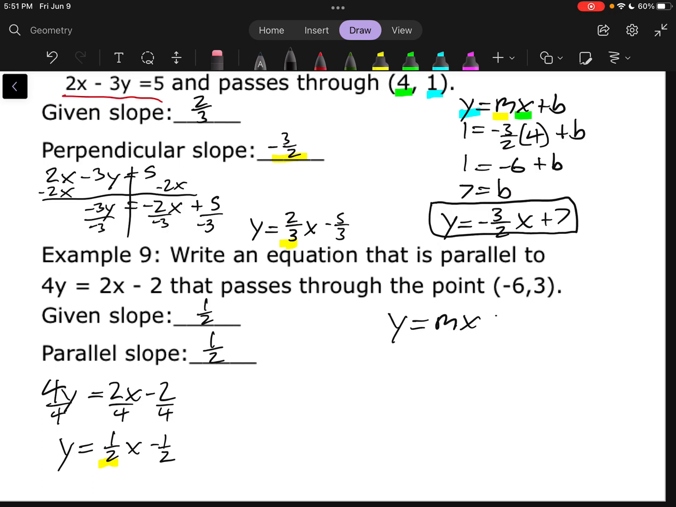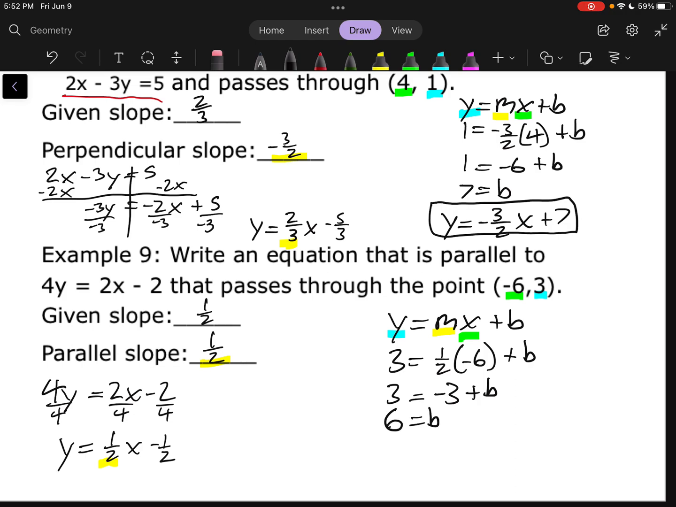So let's set up our y equals mx plus b. My parallel slope is 1/2. My x is negative 6. My y is 3. Plugging everything in, I get 3 is equal to 1/2 times negative 6 plus b. That'll be 3 is equal to 1/2 times negative 6, which is negative 3, plus b. And then adding the 3 to the other side is going to give me 6 is equal to b. So this will be y equals 1/2 x plus 6.